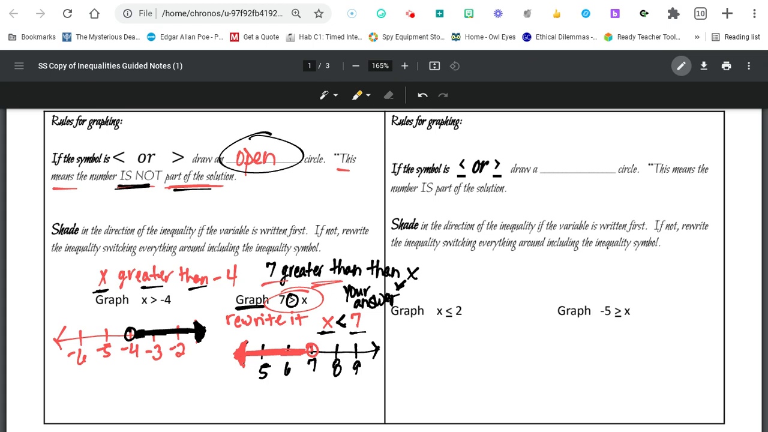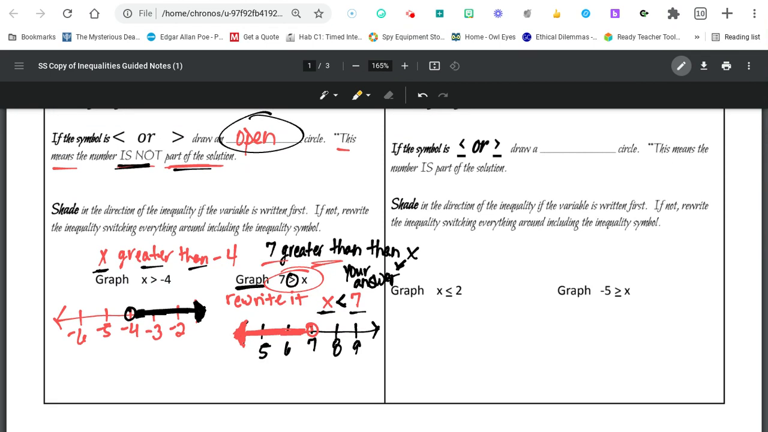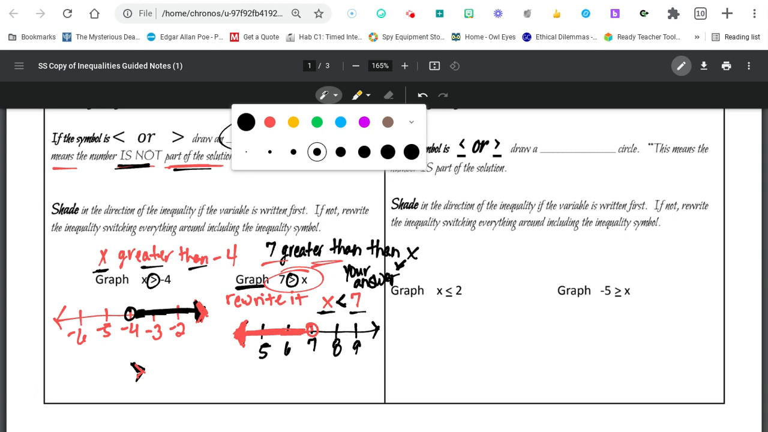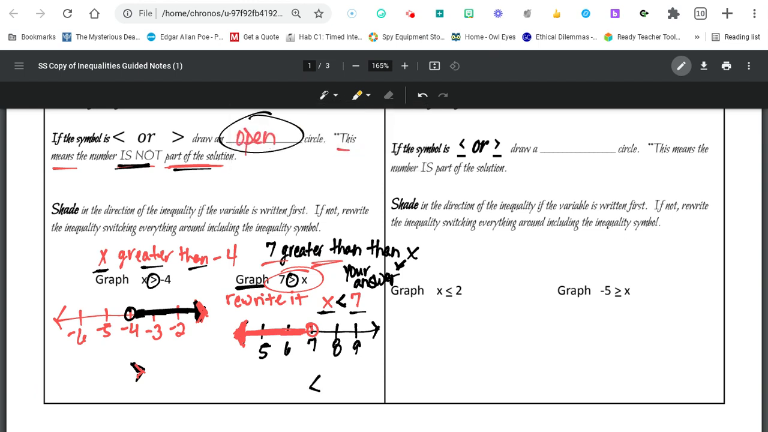Okay? And something you can go off of, if you see this symbol, find the arrow end. Like you see the symbol right here. Find the arrow end that matches that. This arrow end matches this symbol, so shade in that direction. Or this symbol. Well, this arrow end matches this symbol, so shade in that direction.